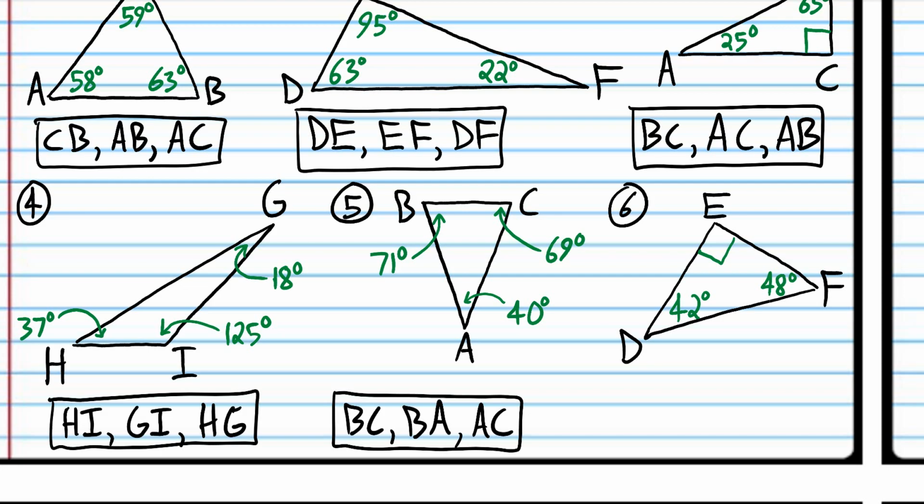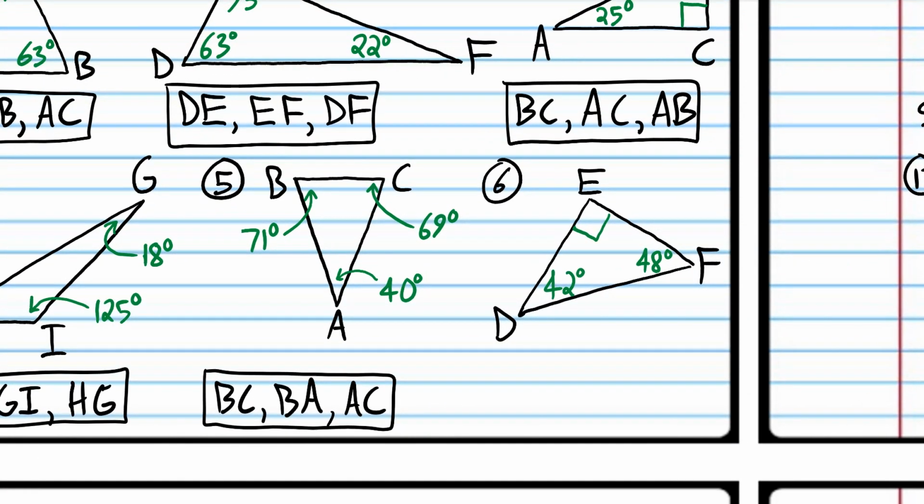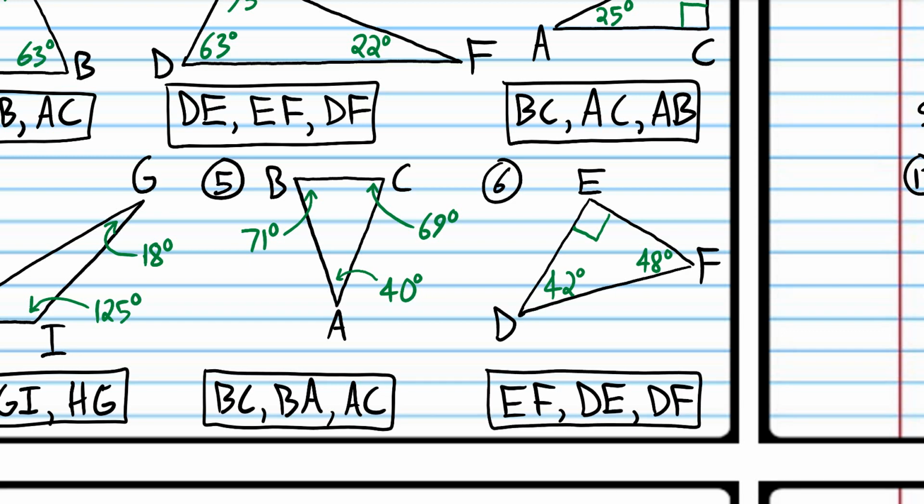All right, we're back. 42 degrees is the smallest angle, so the side opposite that angle must be the smallest side, and that is EF. 48 degrees is the next biggest angle, so the side opposite that angle, DE, must be the next biggest side. And 90 degrees is the biggest angle, so the side opposite 90 degrees, DF, must be the biggest side. So if you got those answers, good job.